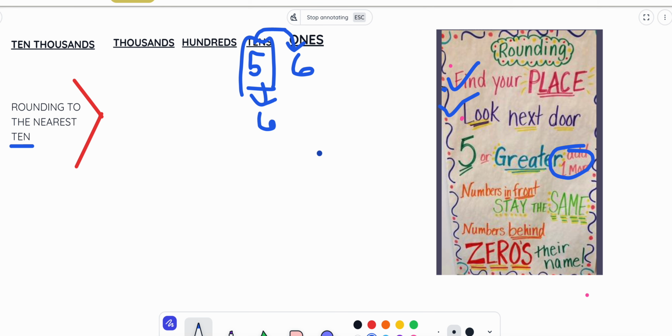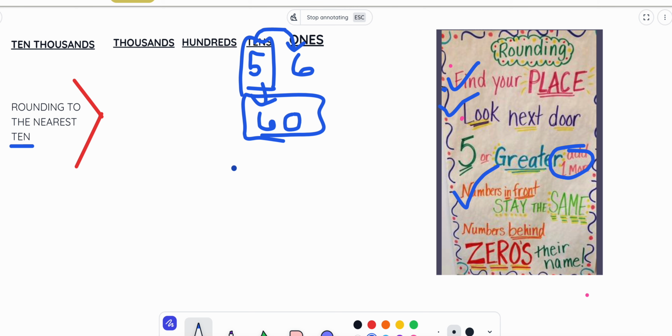That 5 is going to turn to 6. Numbers in the front stay the same. Well, there's no numbers in the front. All right. Numbers behind the 6, well, was a 5, now it's 6. 0 is their name. So I just rounded to the nearest 10.